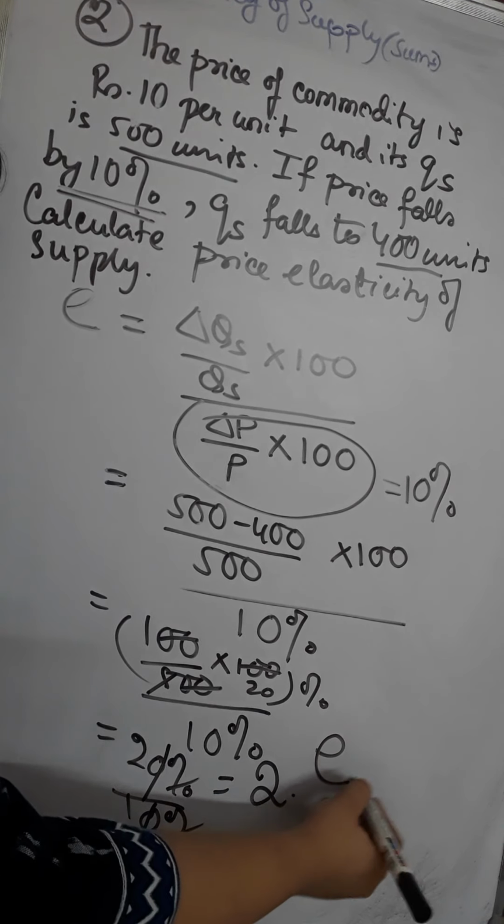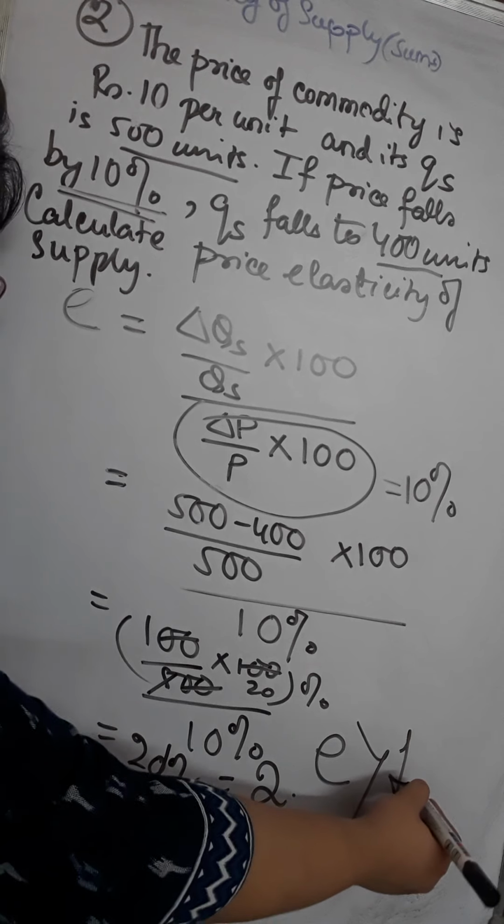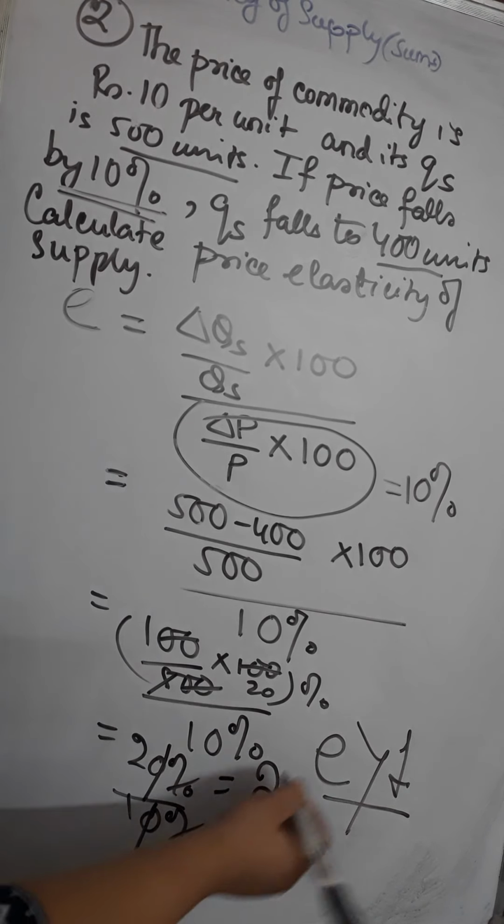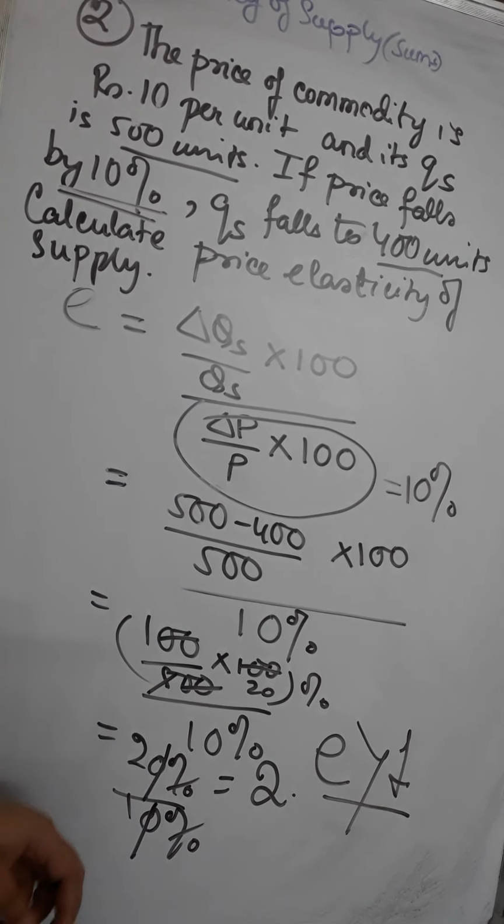That means you can call that elasticity is greater than 1. Any value greater than 1 shows that it is fairly elastic, or this commodity in question has elastic supply. That means supply is adjustable to price change.